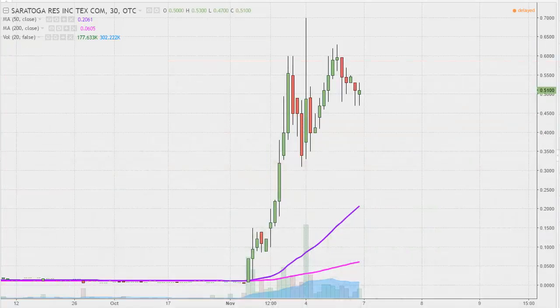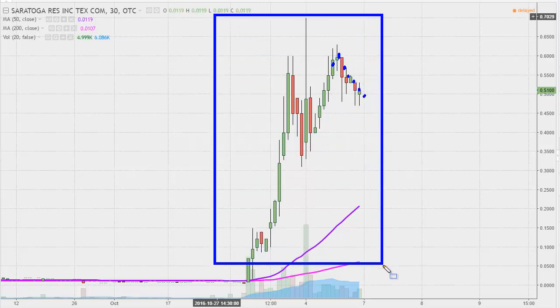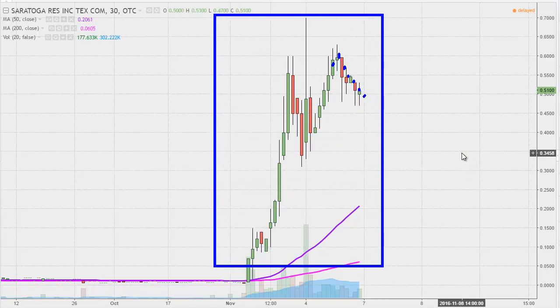Real quick, what do I mean by 30-minute in case you may be new to charts? Instead of each one of these candlesticks representing 1 day's worth of price action, which is what you would normally see, each one represents 30 minutes. So while this may look like a few weeks worth of time right here, it's actually just the past couple of days broken down into 30-minute time slices. I like to do this time frame.